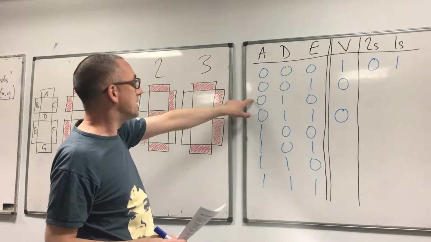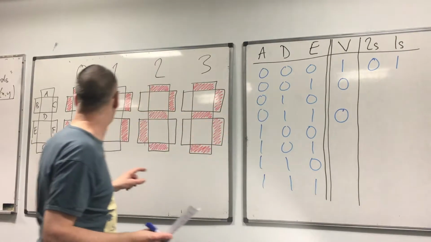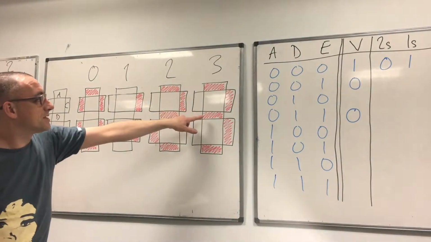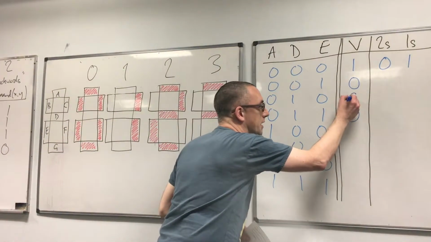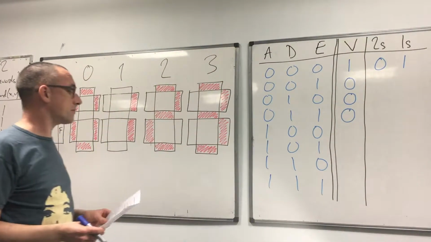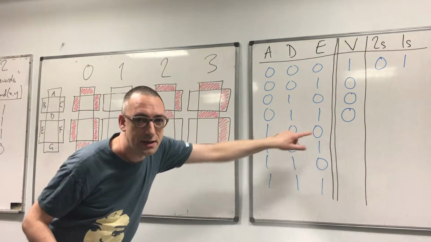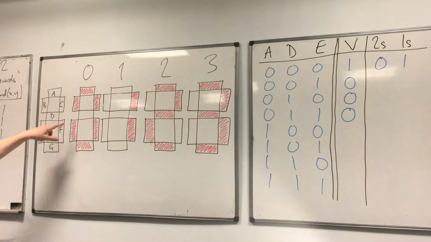How about this combination? Only D switched on, A and E switched off. Well, if we look at the ones where D is switched on, we see A is also switched on. So this isn't a valid combination either. How about if A is switched on and D and E are both switched off, then what have you?